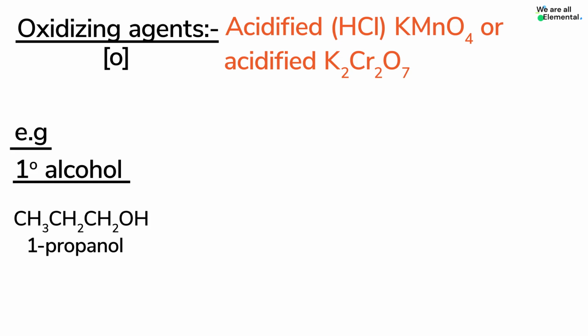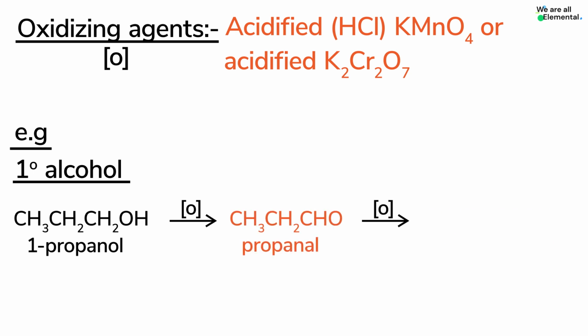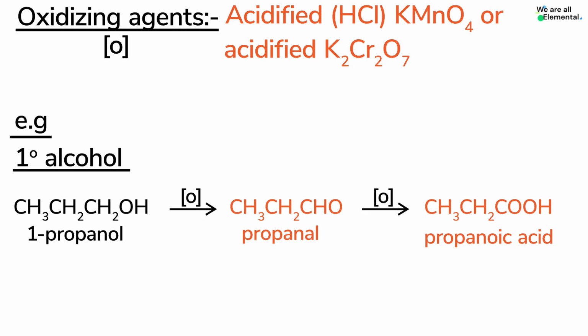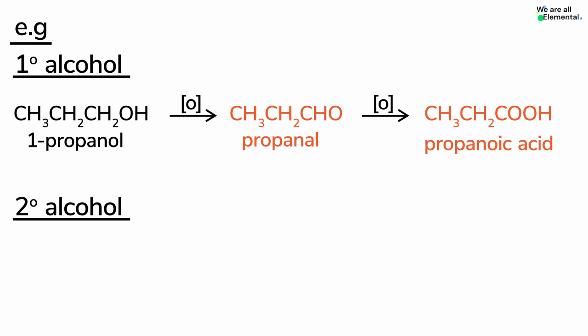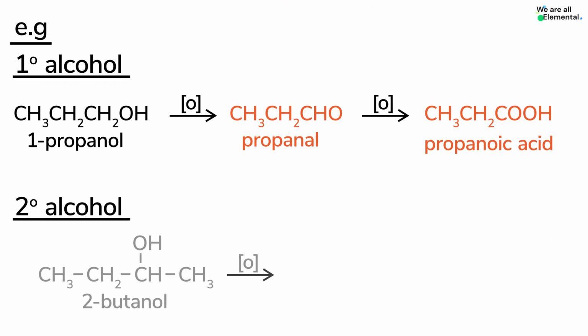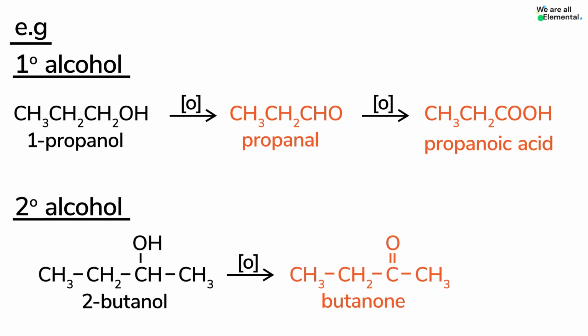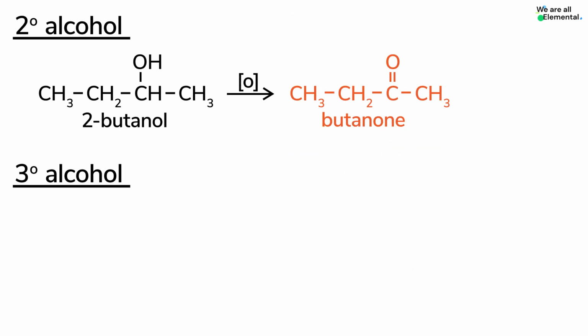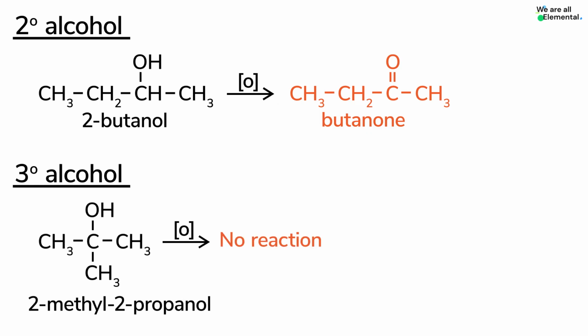For example, 1-propanol, which is a primary alcohol, is oxidized to propanal and then further oxidized to propanoic acid. While for secondary alcohol, 2-butanol is oxidized to butanone. So the final product is a ketone. But if you have a tertiary alcohol, then there is no reaction.